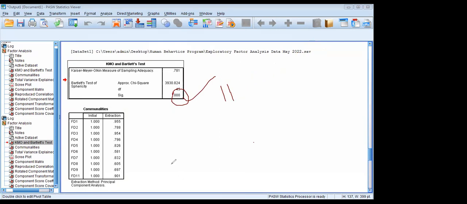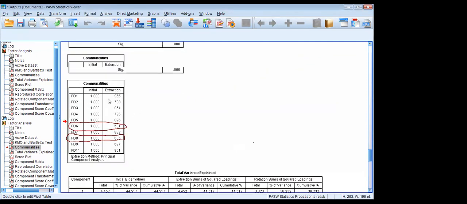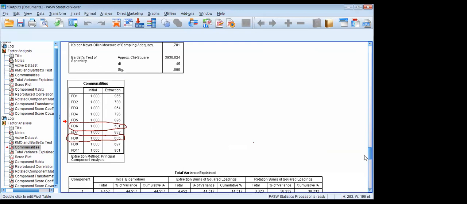Now, communalities. Look at the communalities. 0.97, 0.9785. There is one culprit here: 0.581. Weak. Again, 0.6, let us see how many. I feel even 0.697 is okay. That is not weak. Almost nearing 0.7 is good. Two variables look weak in terms of extraction values: 0.581 and 0.605. Then which are they? FD6 and FD8.